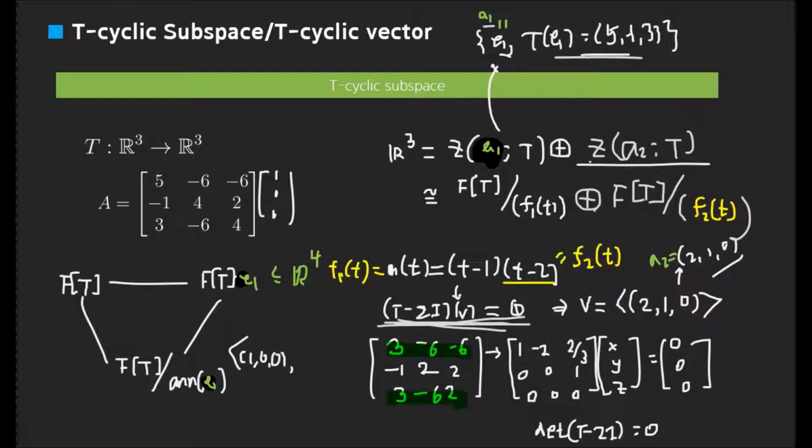Okay, and the remarkable point is that when we pick this element A2, this is isomorphic to this form, and f1 can divide f2. We can observe this point when we pick the special element A2 here.